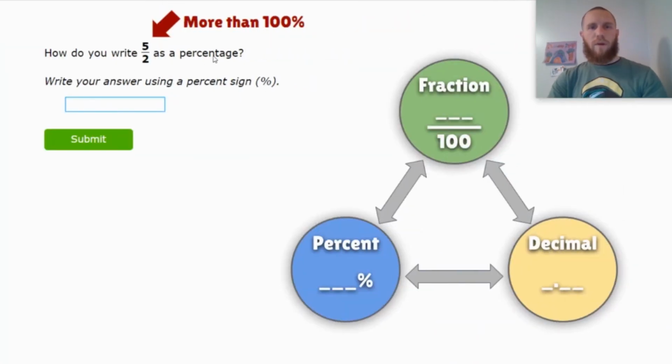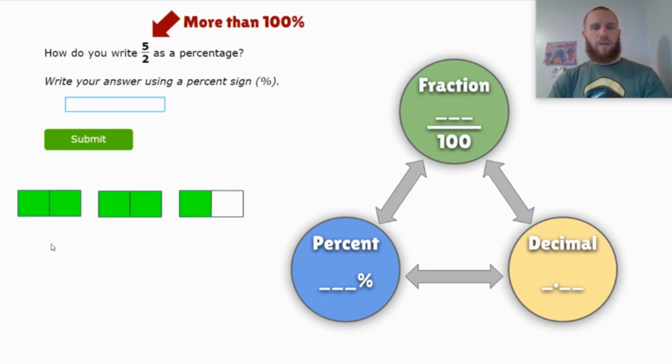All right, so the next problem is also more than 100%, but it's written as a fraction in halves. How do you write 5 halves as a percentage, or 5 over 2? This is what it looks like. So this is 1 whole, or 2 halves, plus another whole, or 2 halves, plus 1 more half, equals 1, 2, 3, 4, 5 halves. So we have a total of 5 halves.